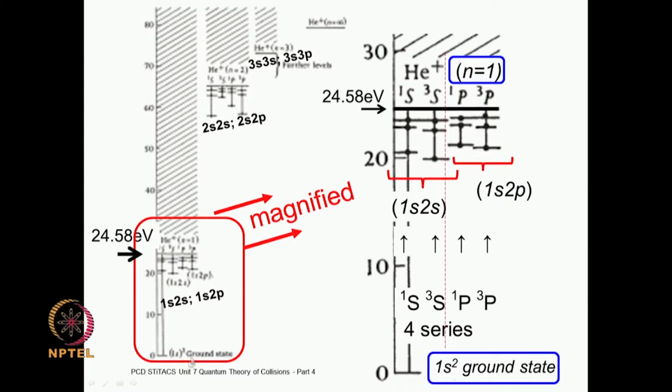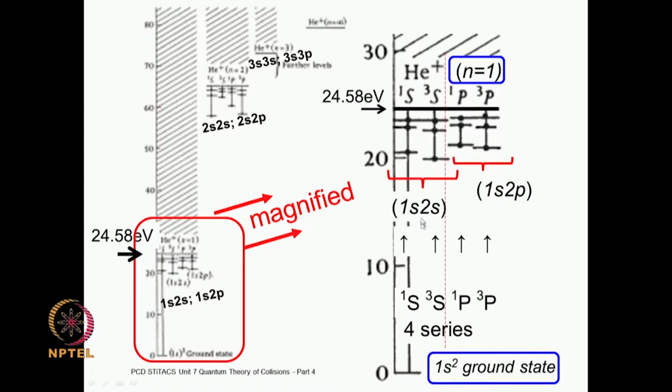So, this is the singly excited state configuration, right, converging to the series limit at 24.58, okay. And it is this part which is magnified over here, but now I show not only the 1s2s and 1s2p separately, but I also show the singlet and the triplet. So, there are actually, if you notice over here, 4 Rydberg series, but they are so tiny that one could miss out on that, and that is the reason I have magnified this diagram.